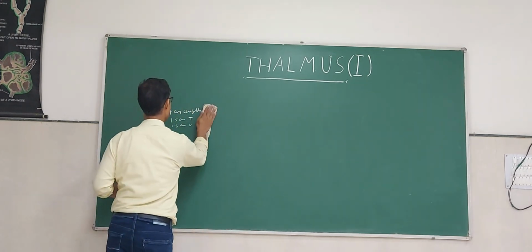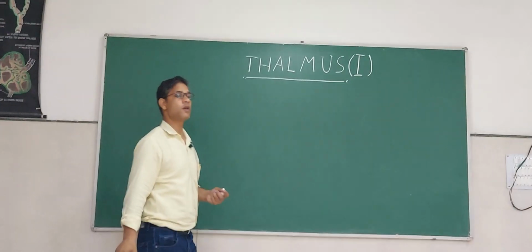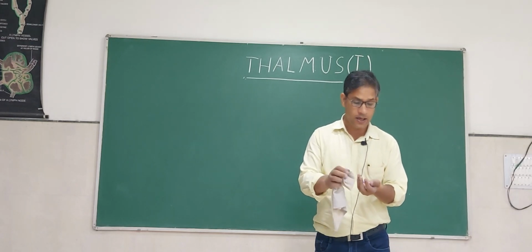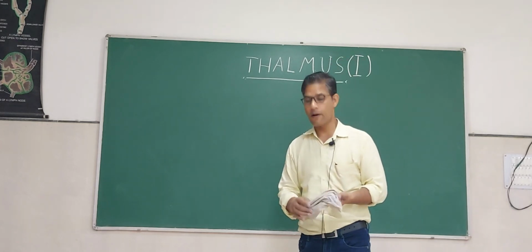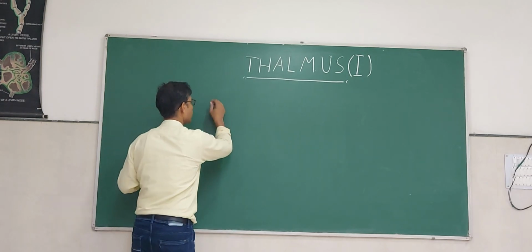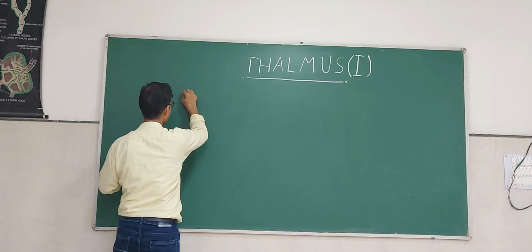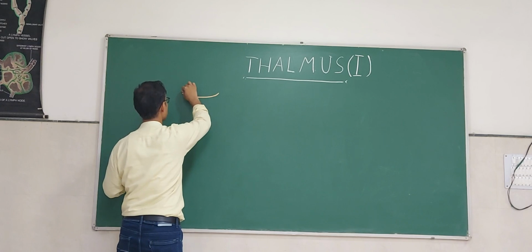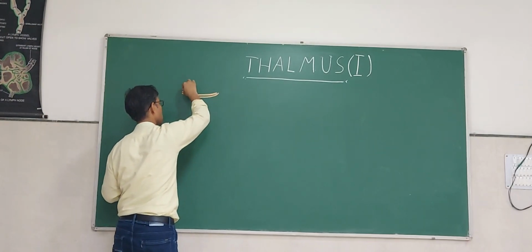Now for the discussion of the relation and location, one of the prime locations is that it is situated in the lateral wall of the third ventricle. For discussing all this, I am drawing a diagram which is a coronal section passing through the third ventricle. First and foremost, I am drawing the corpus callosum. This is the coronal section.